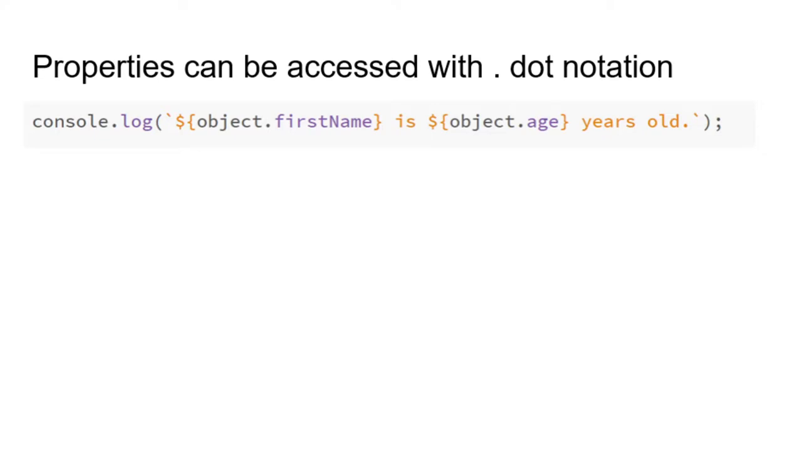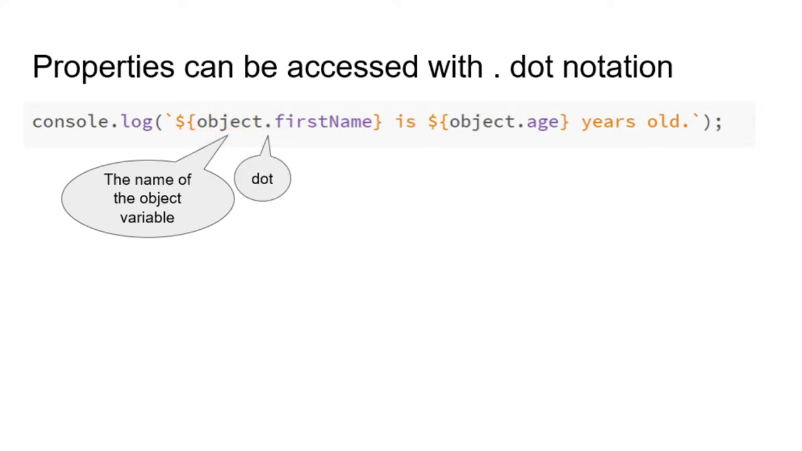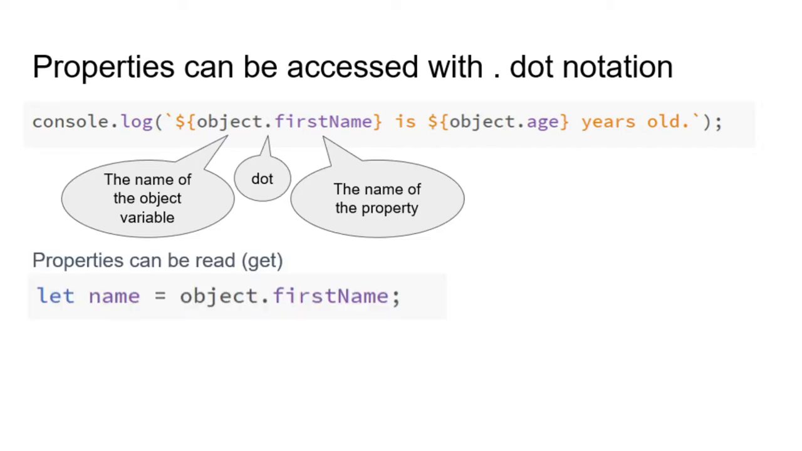So these properties can be addressed or accessed with dot notation, like in this example here, where we console log our previous object, we console log the first name and the age. So we have the name of the object variable first, then a dot, and then the name of the property. This is extremely simple and very nice.